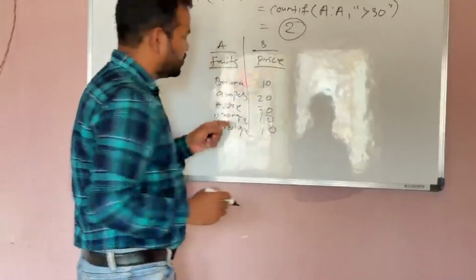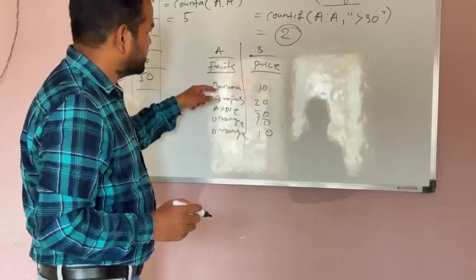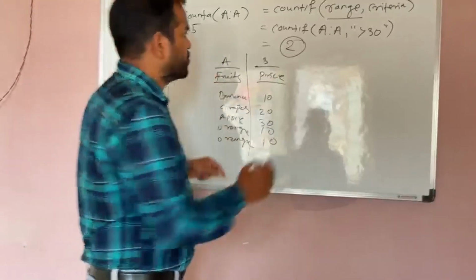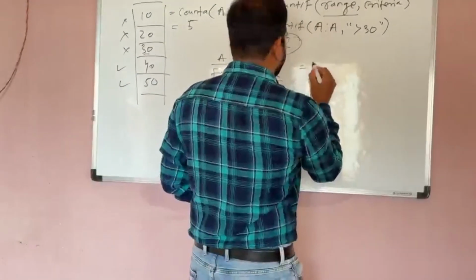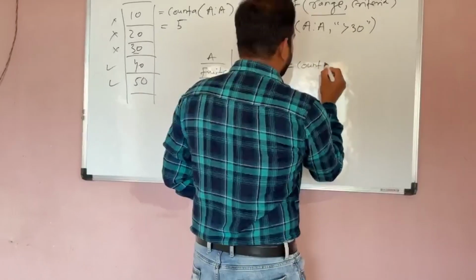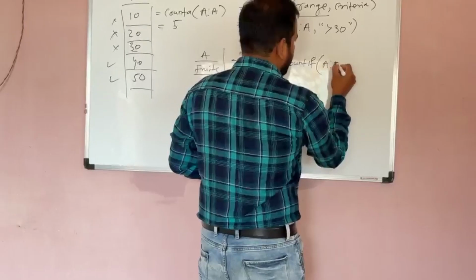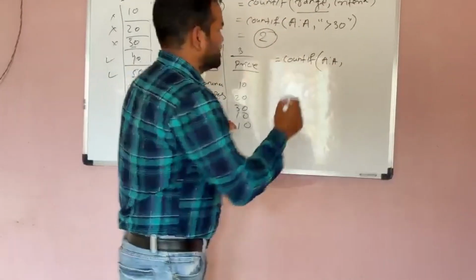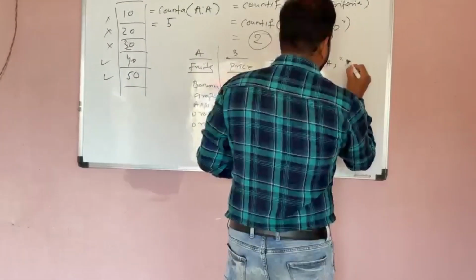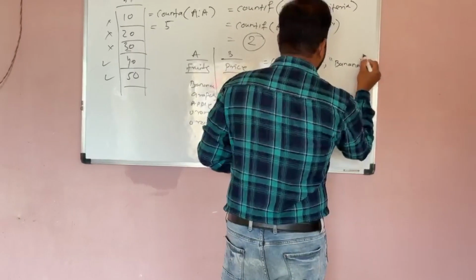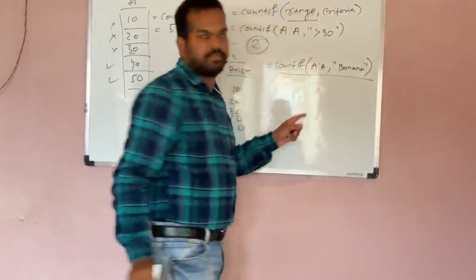If I want to count how many times banana is coming in this A column, what I can do is write COUNTIF, take the entire range A colon A, then simply write banana. It's as simple as that.